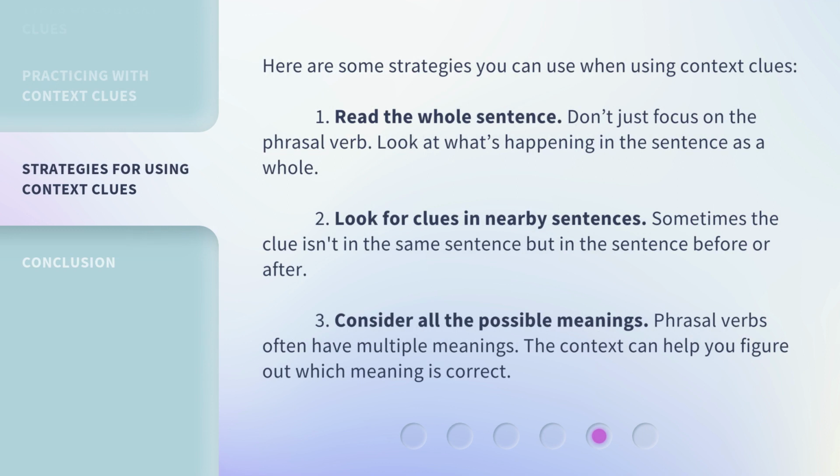Here are some strategies you can use when using context clues. 1. Read the whole sentence. Don't just focus on the phrasal verb. Look at what's happening in the sentence as a whole. 2. Look for clues in nearby sentences. Sometimes the clue isn't in the same sentence but in the sentence before or after.